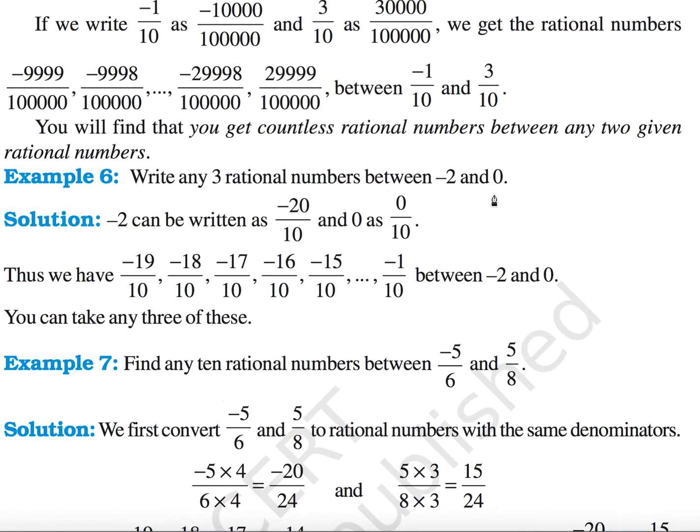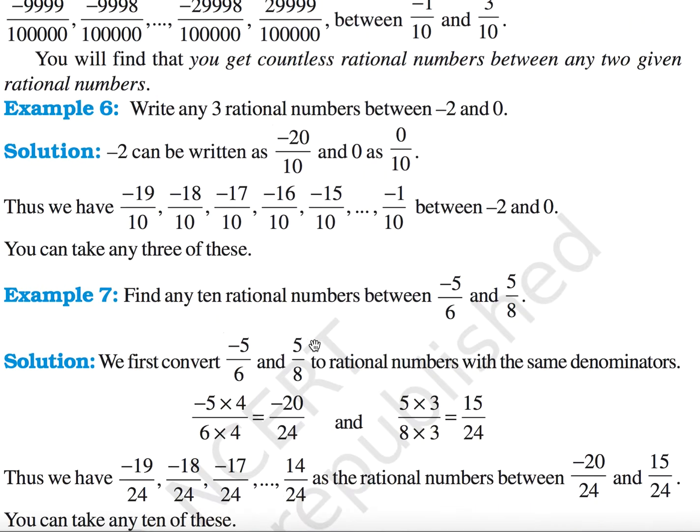You want 3? Okay. Write this as minus 20 by 10, this as 0 by 10, and then minus 19 by 10, minus 18 by 10. So you can take any three of these by writing like this.